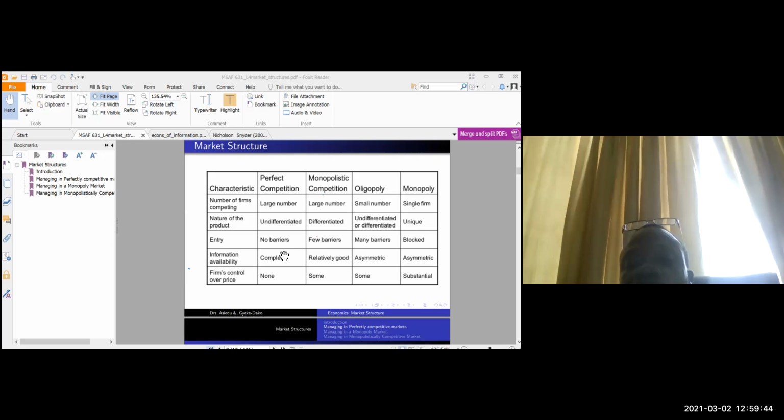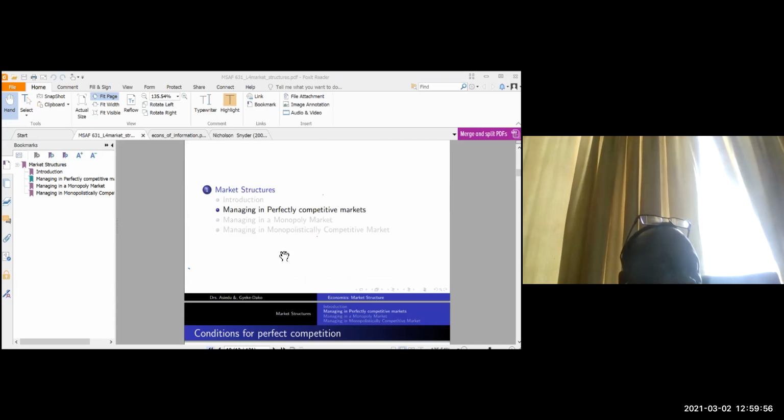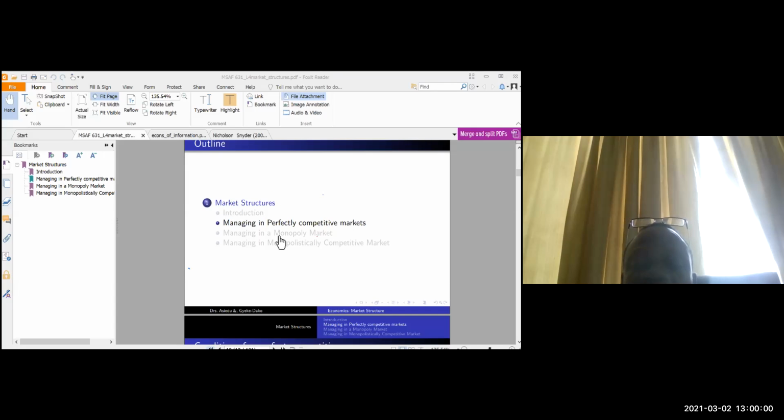Just take your time, go through the characteristics, be able to understand what monopoly is, what's monopolistic competitive market, so that you don't confuse these characteristics. Okay. I have about half an hour. I'm going to, yes, Theophilus, I'll spend time on how to manage if you find yourself in a competitive market. And then I don't know how far I'll get to, then we continue to how to manage if you find yourself in a monopoly market.